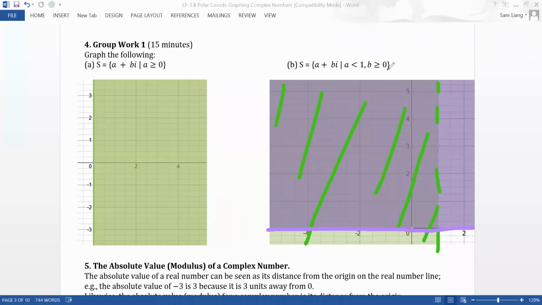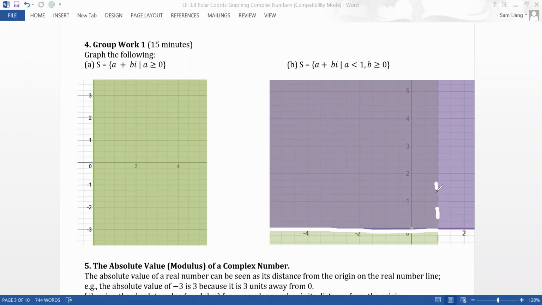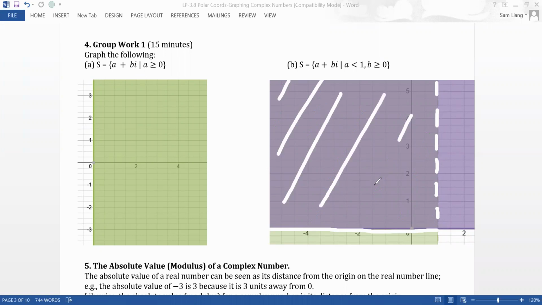Okay, but right, our final answer is going to be the overlap. So I'll shade that in white. So this is the solid line here. And then here we have dotted lines here. And yeah, so the overlap would be this region here. Okay, so a has to be less than 1, and the imaginary part has to be greater than or equal to 0. Okay, so that's this region right here.